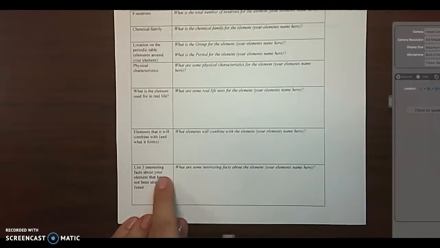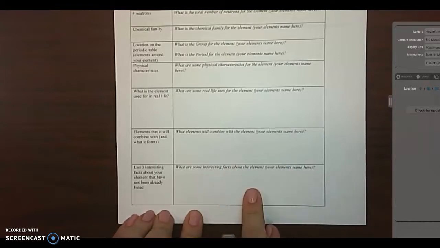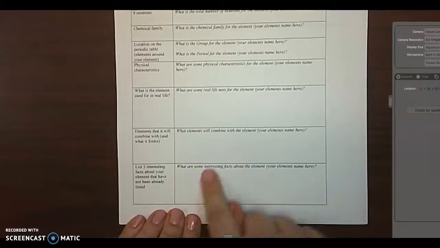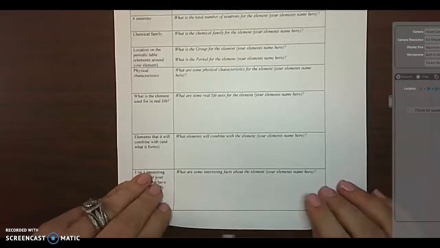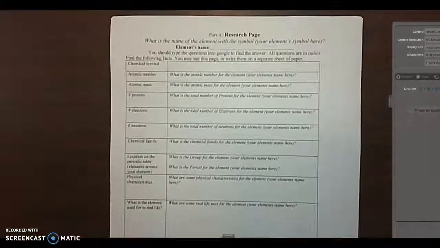Then it says list 3 interesting facts. So you just need to Google what are some interesting facts about the element, and then your element. And then you're going to fill that in. Now, if you don't understand the interesting fact, it's not interesting. Go find one that you actually understand. You may have to do some research. It may give you an interesting fact, and then you have to figure out what that interesting fact means. So you may have to put a little bit more effort into this one in order to really figure out what some interesting facts are. So that is part A, the research page.